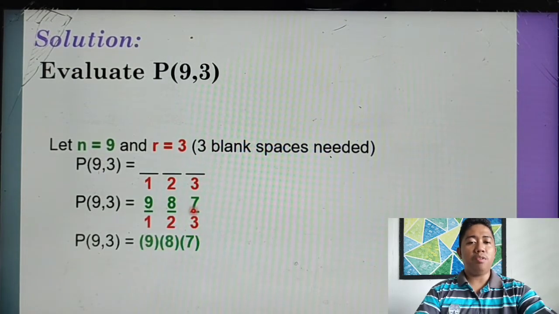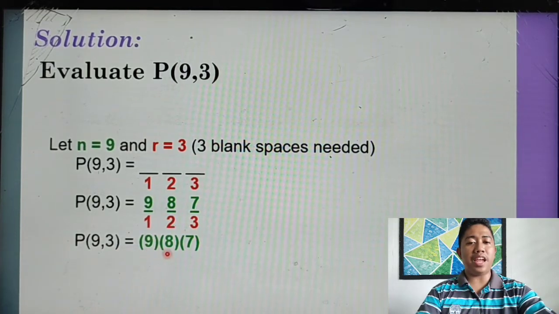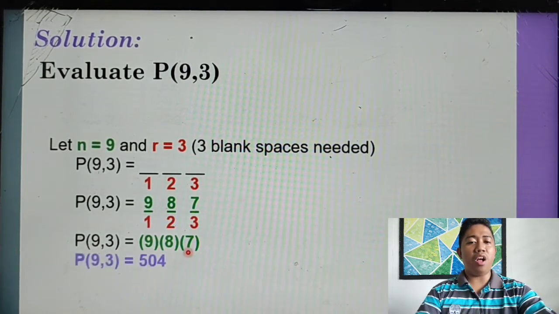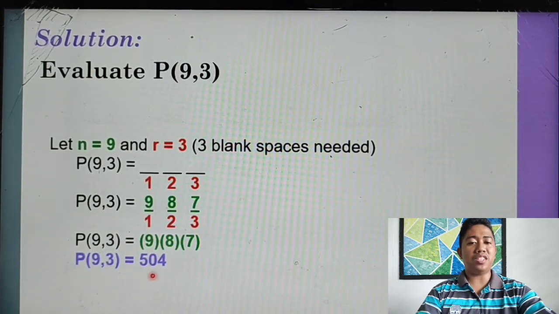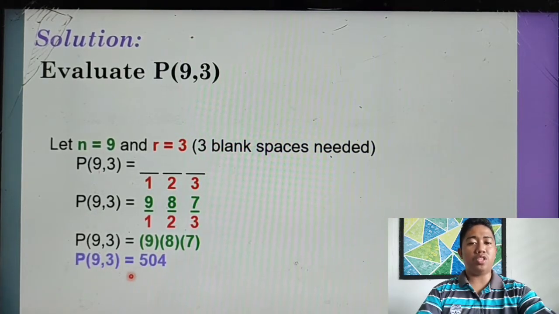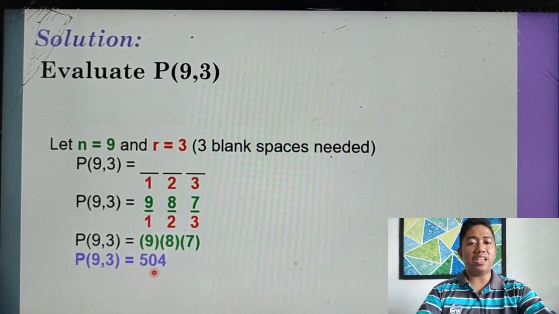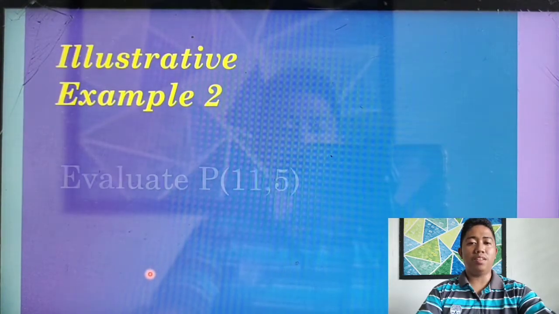Then we express all the green numbers in factor form. So the permutation of 9 taken 3 is equal to 9 times 8 times 7. We get the product of these 3 numbers, which gives 504. So the permutation of 9 taken 3 at a time is equal to 504, and that is the final answer. My dear students, viewers, and learners, let's move on to our next illustrative example.